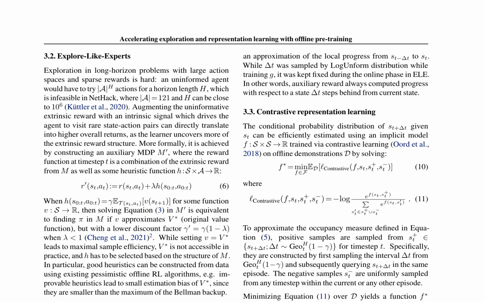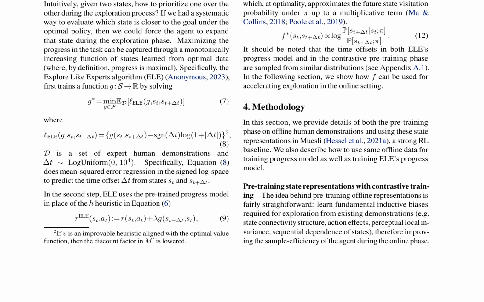The second concept, contrastive representation learning, estimates the conditional probability distribution of future states given the current state using an implicit model trained via contrastive learning on offline demonstrations. This model approximates the future state visitation probability under the optimal policy. Both ELE and contrastive representation learning are employed in the Muesli baseline to enhance the sample efficiency of the agent during the online phase. This approach facilitates more effective exploration and better representation learning in complex environments, ultimately leading to improved performance in tasks with large action spaces and sparse rewards.